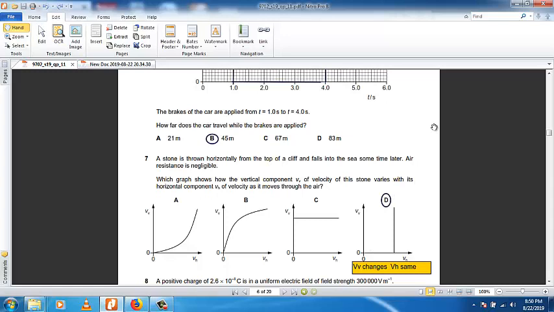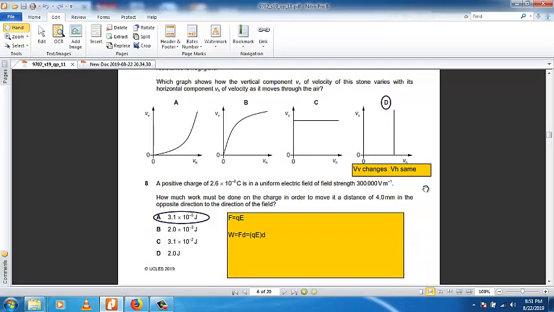It says that a stone is thrown vertically from the top of a cliff and falls into the sea some time later. Air resistance is negligible. Which graph shows how the vertical component of the velocity of the stone varies with its horizontal component of velocity as it moves through the air? You have to know that the air resistance is neglected here, so it won't be a curve, it would be a straight line first of all, so A and B are not among the options. So the remaining ones are C or D. We also have to know that the vertical velocity changes and the horizontal velocity remains the same. That's what we studied in projectile motion. So the answer is B.